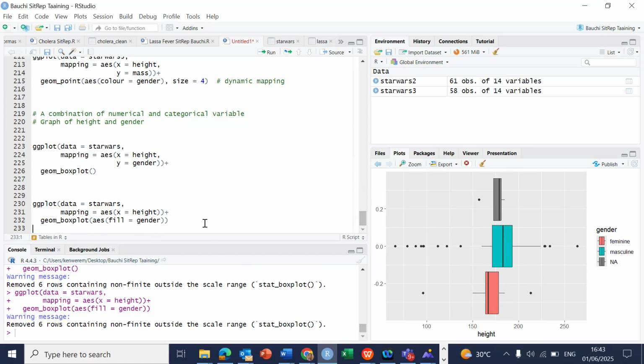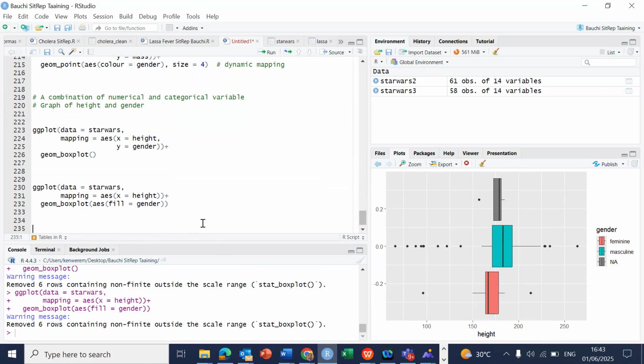Yeah. It might seem a bit confusing, but the more you run the codes, the more you get used to them.